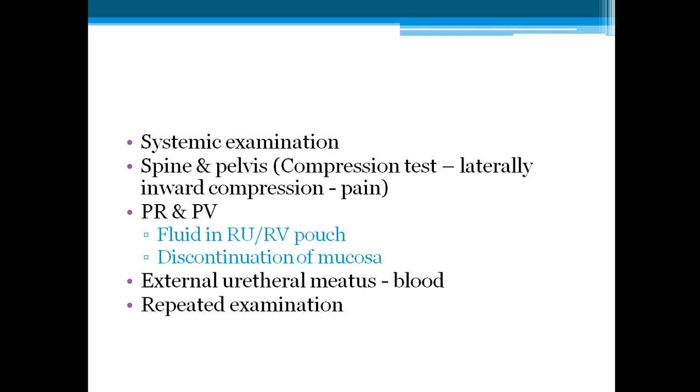Spine and pelvis, you do the compression test laterally and inward compression to see for any pain, which is suspicious of any fractures. The per rectal and pelvic examination will tell you whether there is any fluid in the recto-uterine or recto-vaginal pouch. Is there any discontinuity of the mucosa? You examine the external urethral meatus to see for any blood, especially in suspected cases of pelvic fractures. And make sure a repeated examination is the rule, because some symptoms and signs may not be present in the initial examination, which can later turn out to be positive. So repeated examination is the crux.